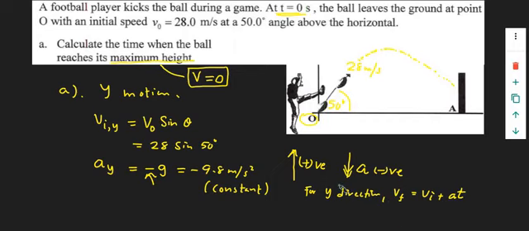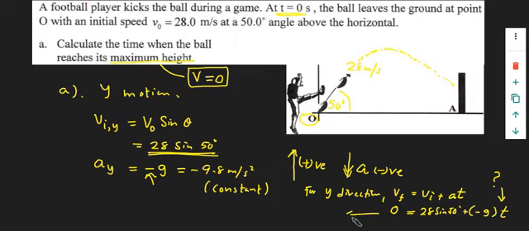V final in the y direction, since it reaches maximum height, is going to be 0. V initial would be 28 sine 50 degrees, which is this one over here, plus the acceleration in the y direction, which is negative g, multiplied by the time it takes to reach the maximum height. So this is the value that we need to figure out. From here you can see it's a simple algebraic equation.